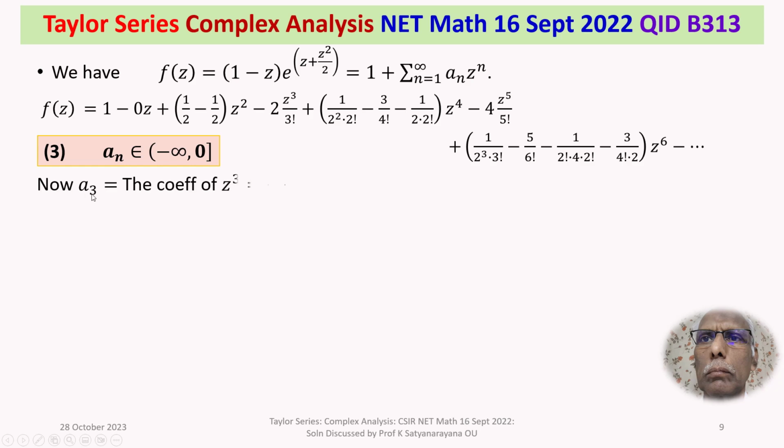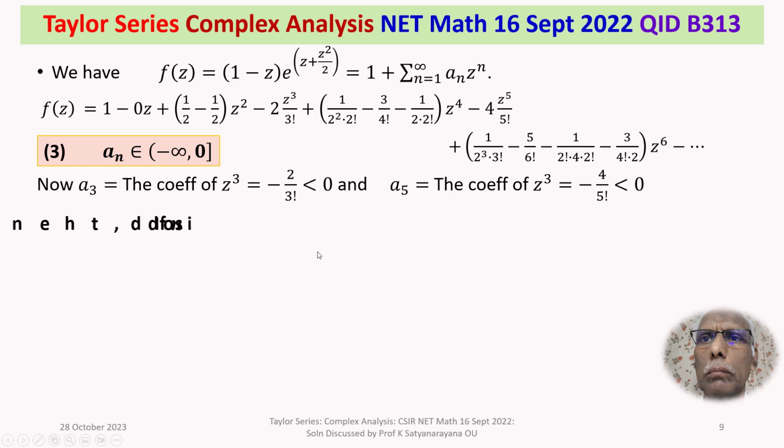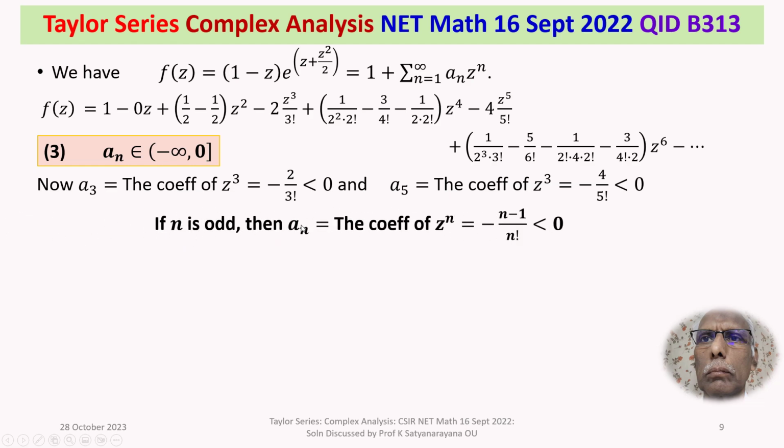Agreed. Now A3. A3 is the coefficient of z cube. That is minus 2 by 3 factorial, negative. A5, the coefficient of z power 5, is minus 4 by 5 factorial, which is negative. Likewise, you can see if n is odd, then an, the coefficient of z to the power of n, is minus n minus 1 by n factorial, which is negative when n is odd.